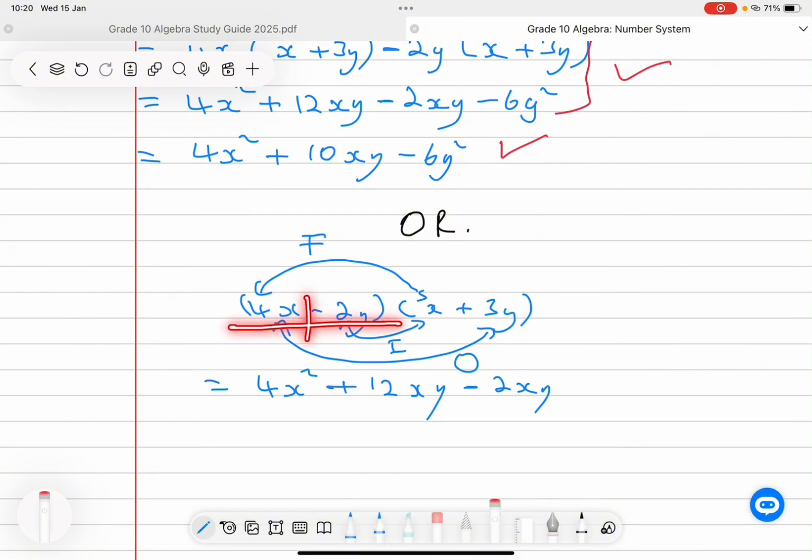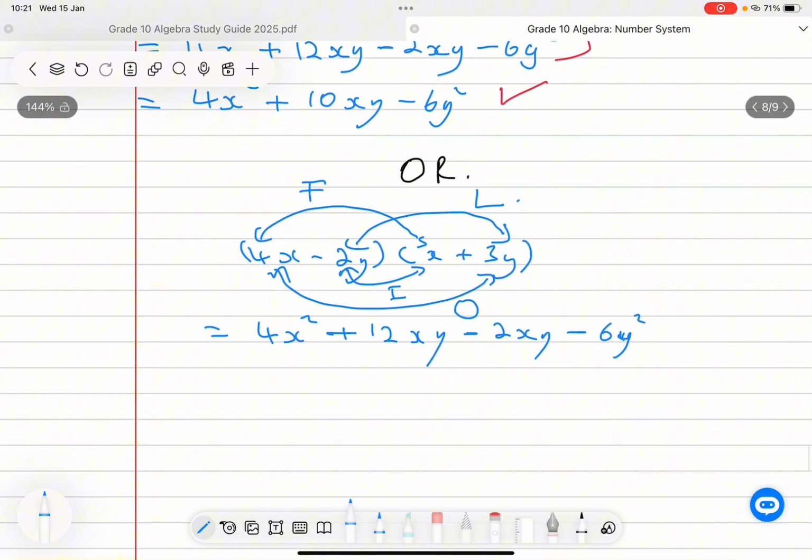Then I multiply the last terms. If you look at this binomial, the negative 2y and the 3y are the last terms, right? Because this is the first term, this is the last term in this binomial. This is the first term, this is the last term in this binomial. So now we're going to multiply these two, right? We call them the last terms. So when I multiply those, I'll have a negative 2y multiplied by 3y, and that will give me a negative 6y squared.